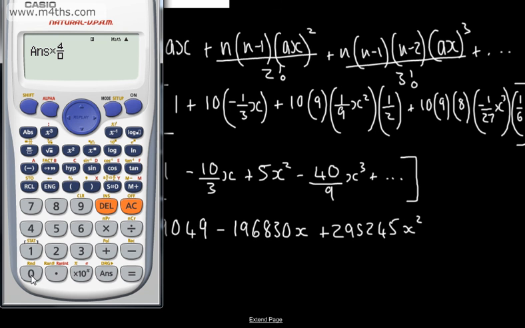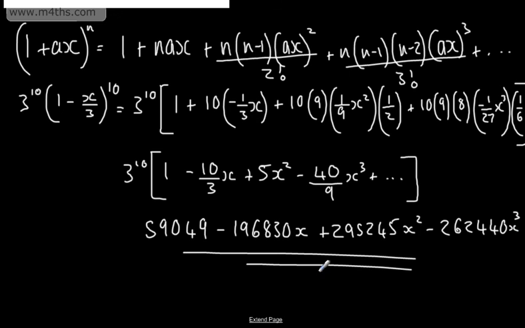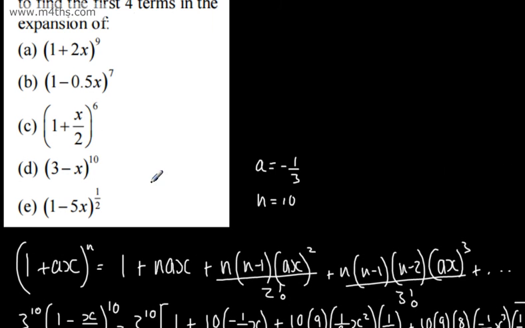So that will give me now, when I make it negative, the cubic term, 262,440. So minus 262,440x cubed. And that gives us now the first 4 terms, or the terms up to and including x cubed. I personally wouldn't have used this method.